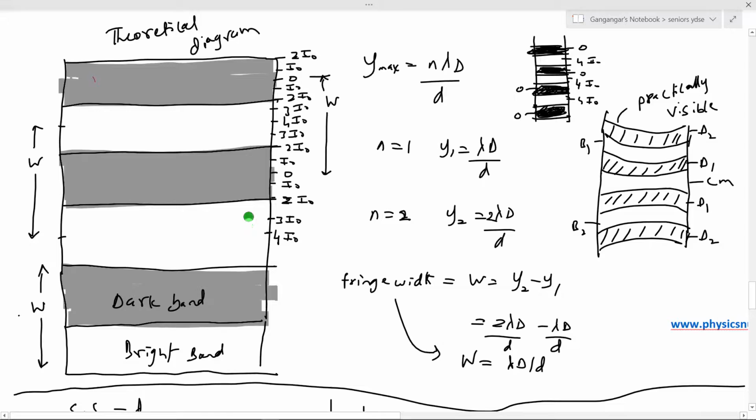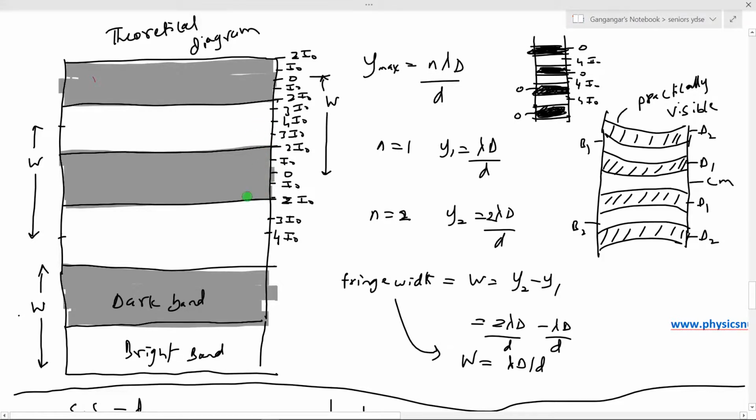In general, we see bright and dark bands, but if you take the help of a travelling microscope, where will the intensity be 4 I naught? At the midpoint of bright band, the intensity will be 4 I naught. At the midpoint of dark band, the intensity will be 0. And as I move from the center of the bright band to the next center of dark band, the intensity will vary from 4 I naught, 3 I naught, 2 I naught, I naught, and 0. Again, as I move from center of the dark band to center of the bright band, the intensity will vary from 0, I naught, 2 I naught, 3 I naught, 4 I naught.